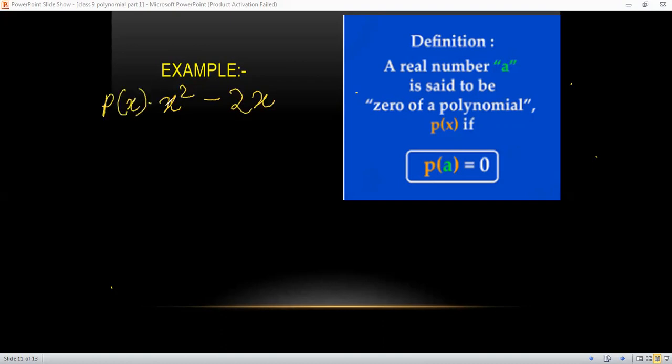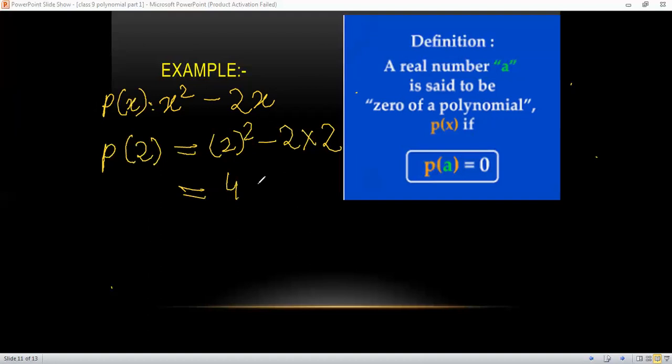Now for the value of x, what number can I take? I can take 2. So here at the place of x, I will write 2 into 2, 4, minus 4. And at last I get 0. That means when I put 2 at the place of x, I will get 0.